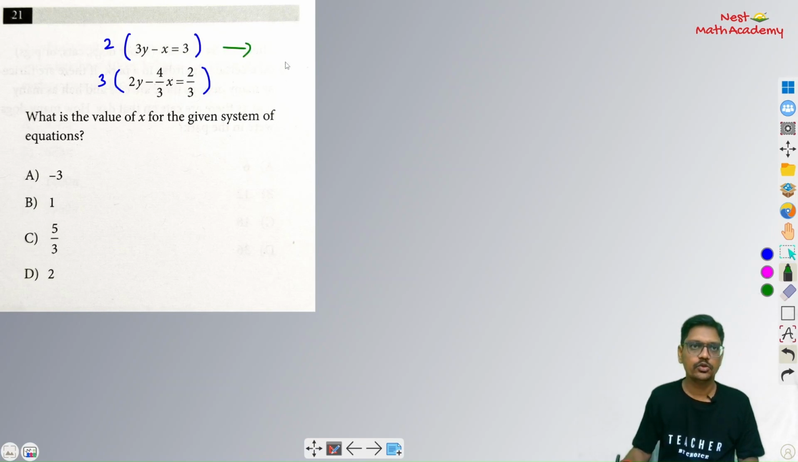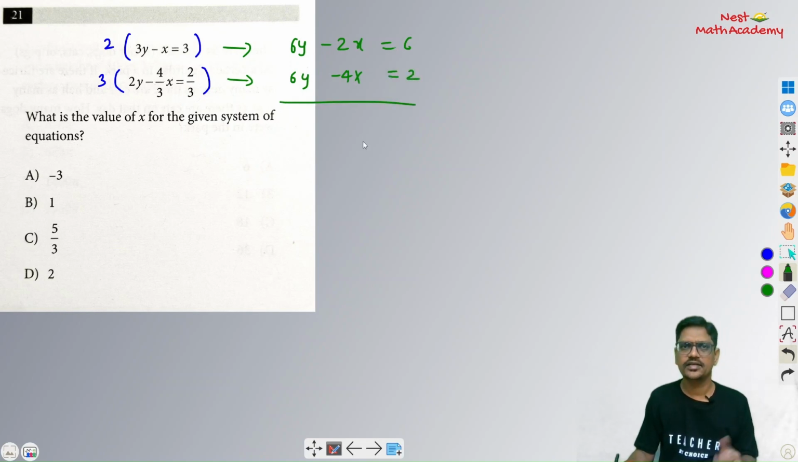This multiplied by 2 will give 6y minus 2x is equal to 6. So we have to multiply each and every term with 2. Don't only multiply the first term. Everything should be multiplied by 2. Distributive property. So 3 multiplies into the bracket. 3 times 2, 6y. 3 times 4 thirds, 3, 3 cancel, negative 4x. And 3 times 2 thirds, 3, 3 cancel, is equal to 2.